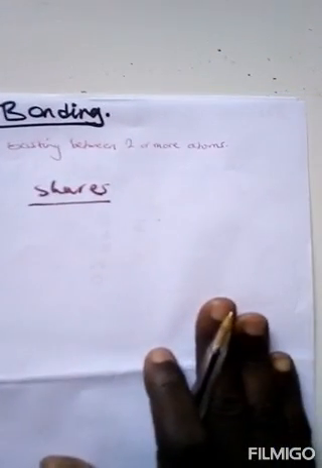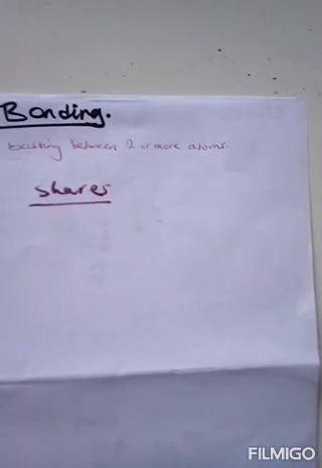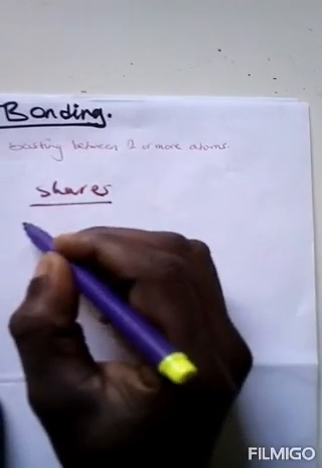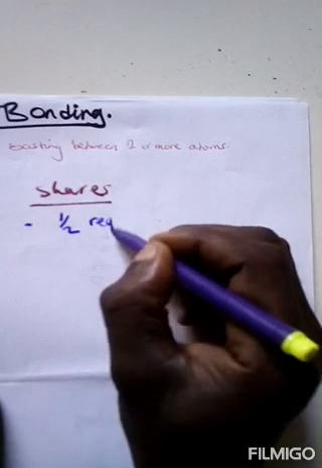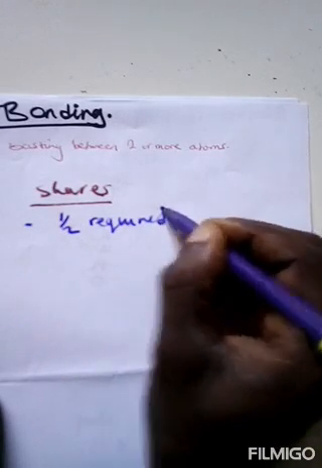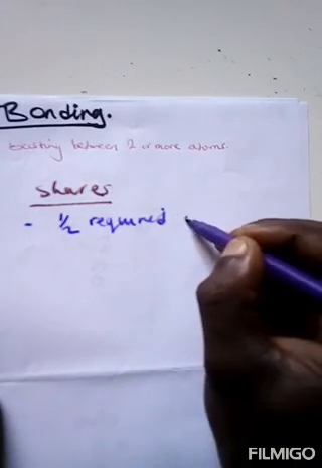Now let's look at who shares. The rule is simple here. You just check the outermost electrons. How many electrons do you have in the outermost shell? So you can only share when you have half of the required electrons in the outermost shell.